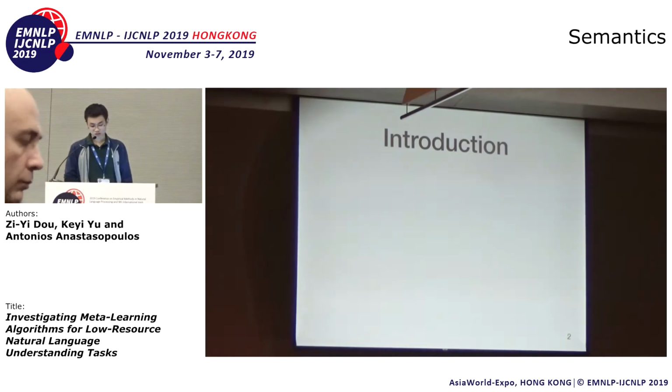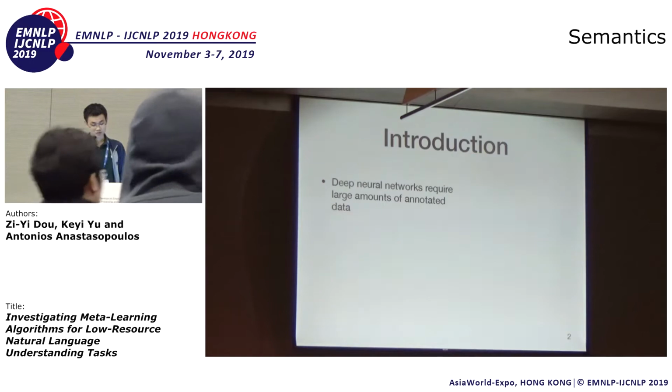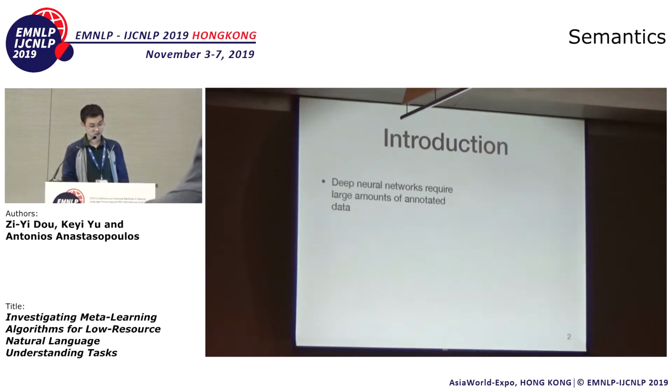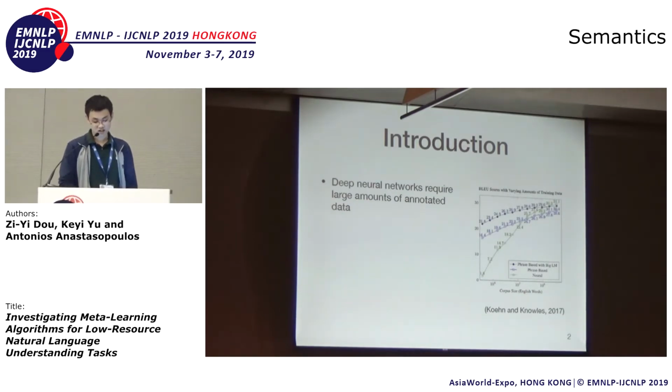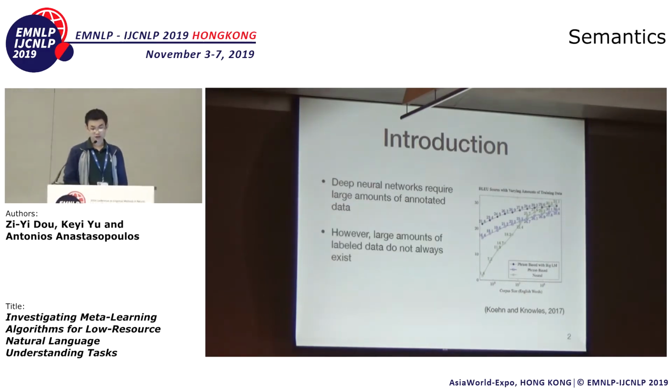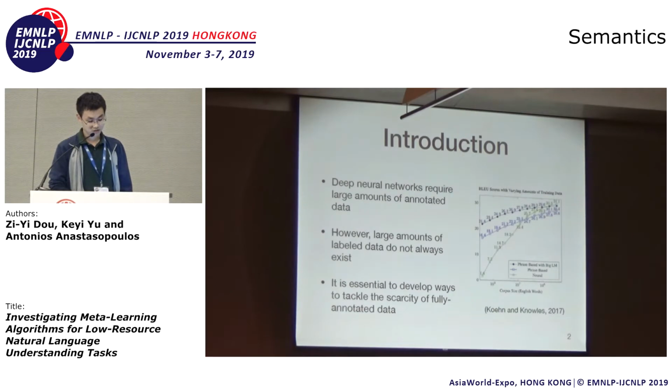So first, let me give a brief introduction. Deep neural networks have proven to be successful in a lot of fields, but they require large amounts of annotated data. And in low-resource scenarios, their advantages over traditional statistical methods may diminish. But in reality, large amounts of labeled data do not always exist. So we want to develop ways to tackle the scarcity of fully annotated data.